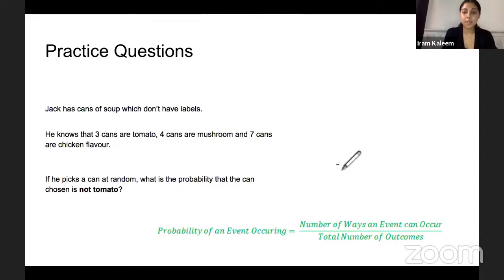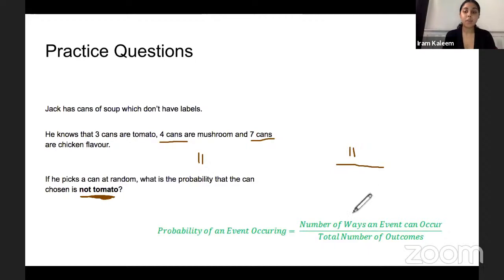Okay, so we present our fraction. We want the number of ways that the event can occur. So the probability that the can is not tomato. So all we do is count the number of cans which are literally not tomato. So we've got 4 which are mushroom and 7 which are chicken flavored. So 4 plus 7 gives me 11. So I've got 11 cans which are not tomato flavored.